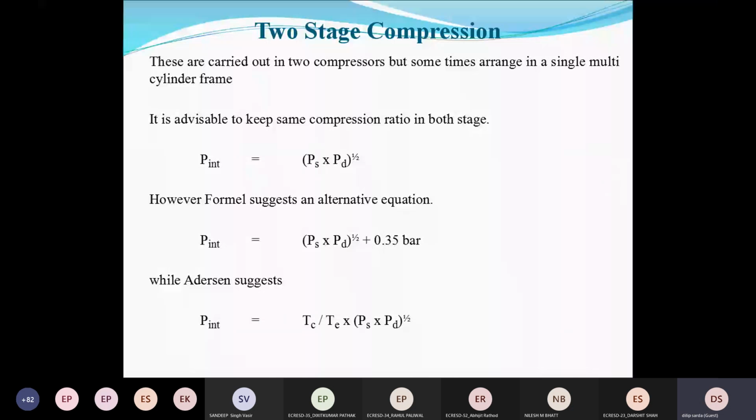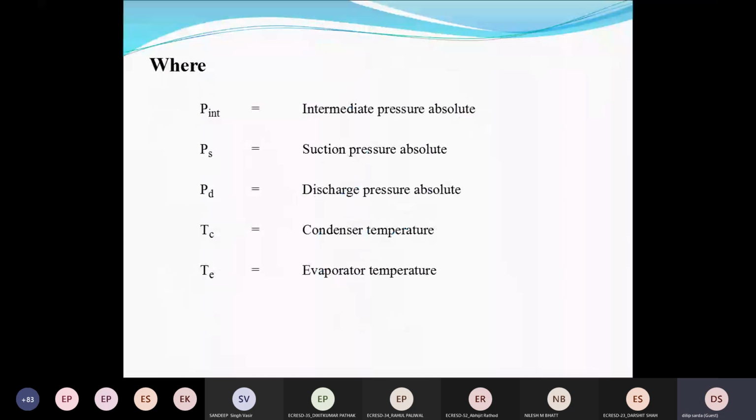So Corbel suggests an alternative equation: intermediate pressure is under root of PS into PD plus 0.35 bar. While Anderson suggests the intermediate pressure is TC over TE into under root of PS into PD. These are two different formulas I have read in the handbook of Stoker. I give the reference. In that handbook, they specify these are two suggestions for intermediate pressure. It is not just the square root. P is intermediate pressure, PS suction pressure, PD discharge pressure, TC condensing temperature, and TE evaporating temperature.